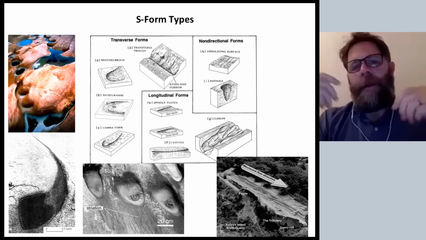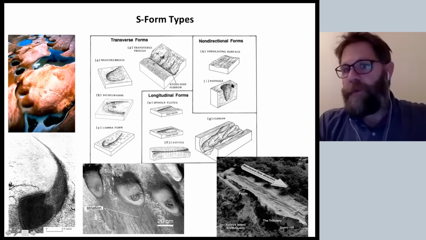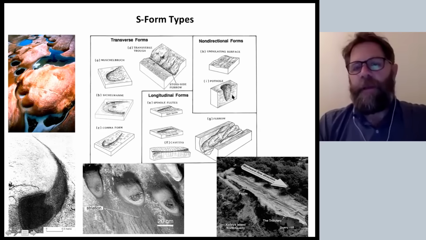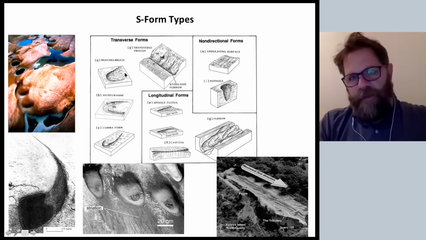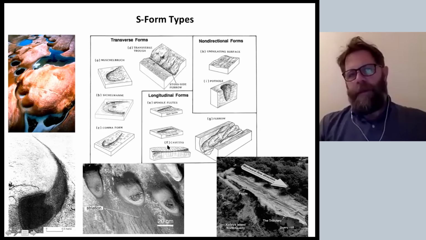Some you'll know. Potholes, you know what potholes are. We see these in rivers, but we also see them clearly in those areas that have been glaciated, in combination with the ones that tend to be horseshoe-shaped. You were asking about the Muschelbrüche. This is this one here, like a scoop mark. They can also be like conduits. So there's a whole host of these forms that can be gathered and put together in the same category of bedrock erosional forms.